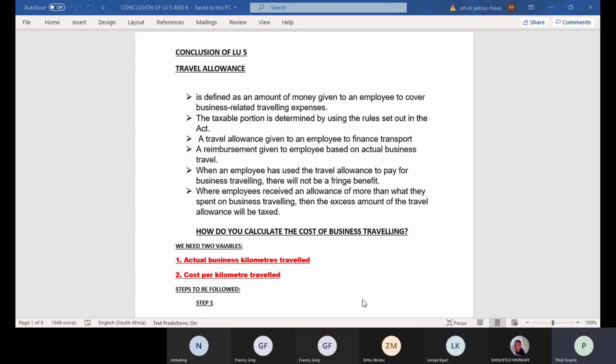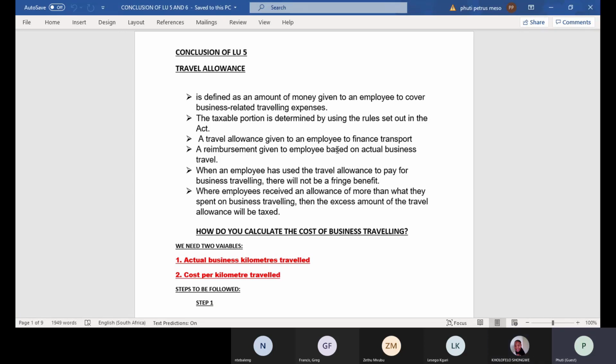Last week we left off at learning unit 5, but we did not conclude it. We were left with the travel allowance segment. As I promised you last week, we'll be focusing on that one today, along with learning unit 6, which is the calculation of your taxable income. All right, let's conclude our segment on the travel allowance.